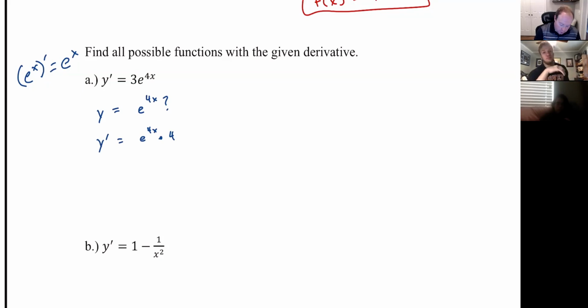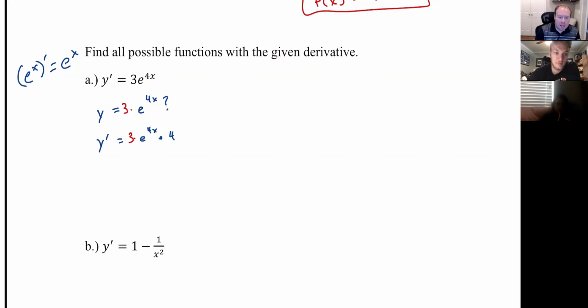This is not the correct answer. This function right here is not the original function whose derivative is given. But I do realize that what I need is a 3. So if I put a 3 here, I put a 3 here.